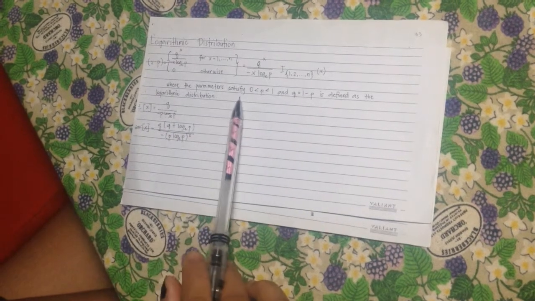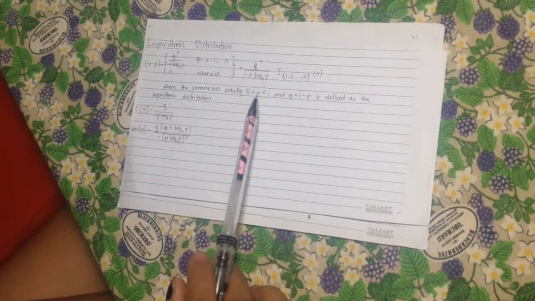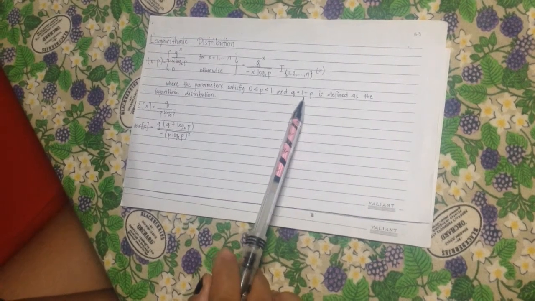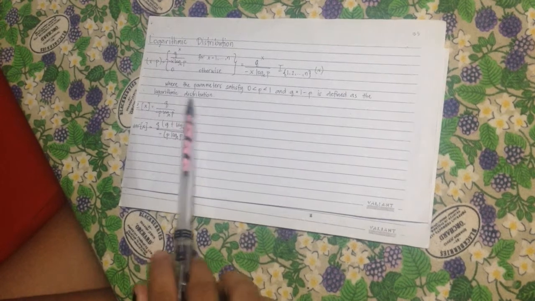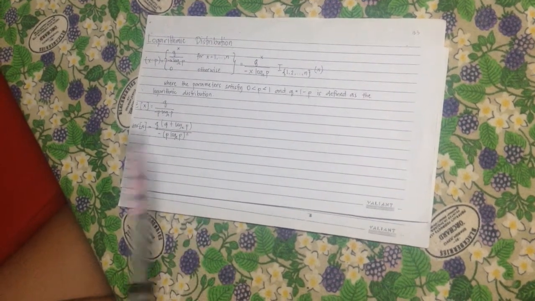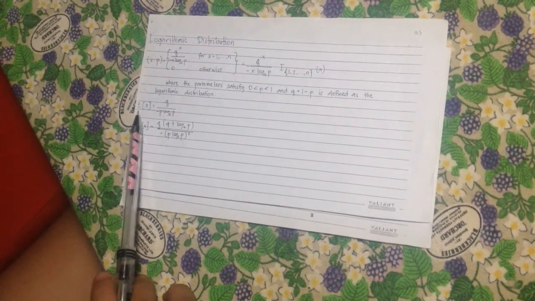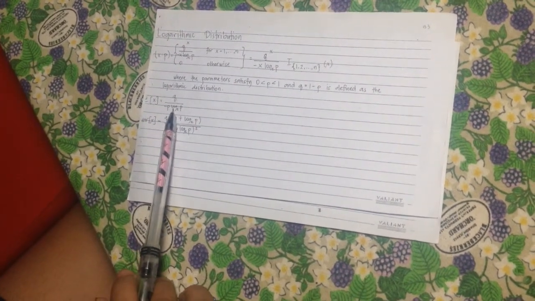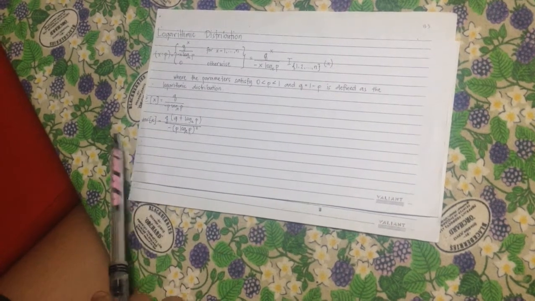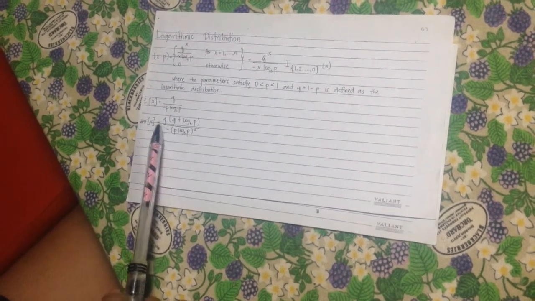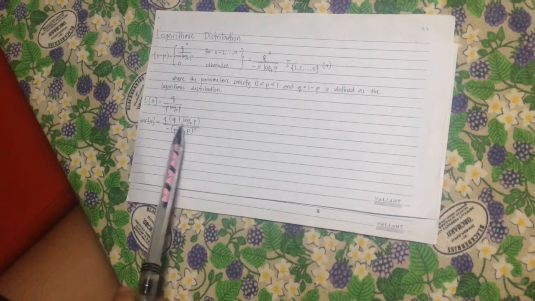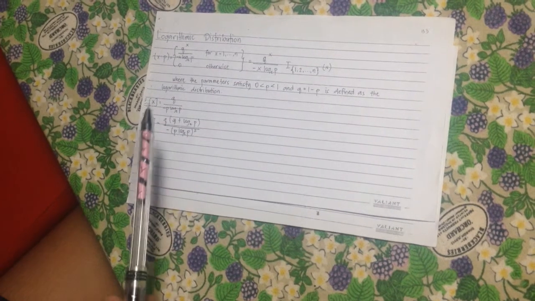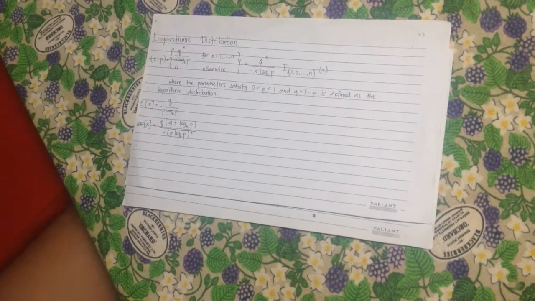So the parameter satisfies that p is greater than 0 but less than 1, and q is equal to 1 minus p, and is defined as the logarithmic function. So we need to find the expected value of x, which is q over negative p log of p sub e, and the variance of x, which is q times q plus 1 log of p sub e over negative p log of p sub e squared.